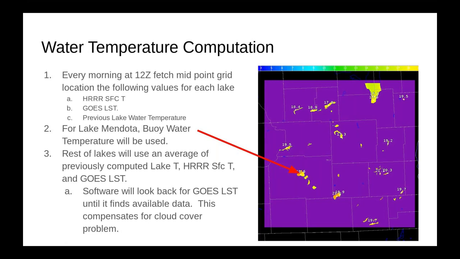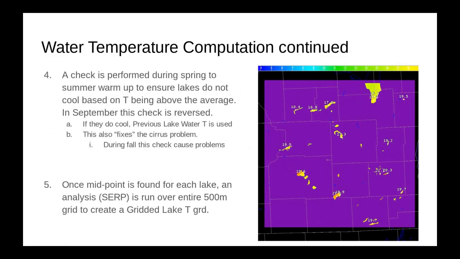Now for GOES, due to the cloud issue, I had to look back for multiple cycles of the GOES until I actually found data. I think I looked back 8 different versions of it. And if I didn't find any data in that amount of time, so if we've been cloudy for a while, then I just eliminate that from the average, and I'll just use the previously computed Lake T on that day. And the same can be said for the HRRR. If for whatever reason that's missing, it just won't be included in the average. I also had to do some extra checks there for that cirrus pollution issue.